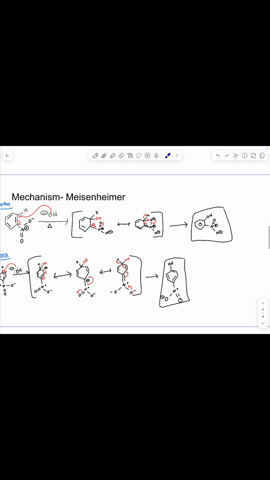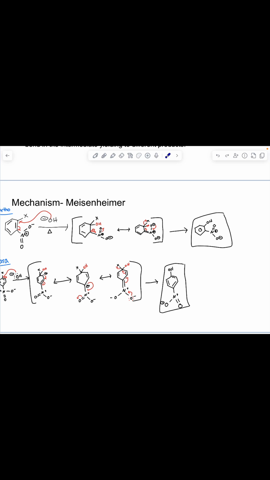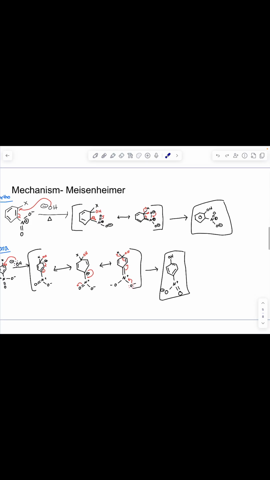Okay, so now we're going to move on to the mechanisms, and I'm going to let Harrison handle that. Alright, so going off what AB said, we're going to start with the Meisenheimer because there are 3 different types of reactions within the NAS area.